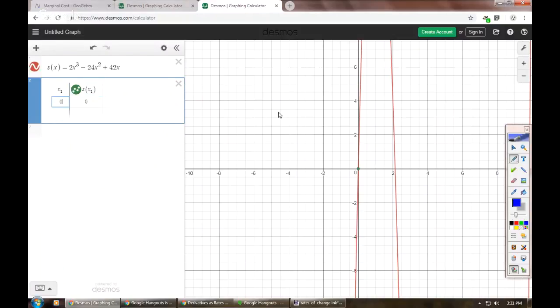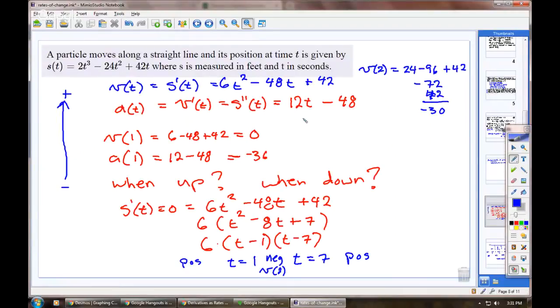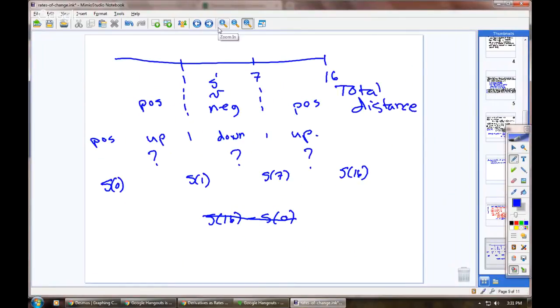I need the position at 0. Well, that's 0. I need the position after 1 second. That's 20. Position after 7 seconds, negative 196. And the position after 16 seconds: 2,720. So for my positions, we go from 0 all the way over to 20. From 20, we drop down to negative 196. And then from there, we fly up over to 2,720.